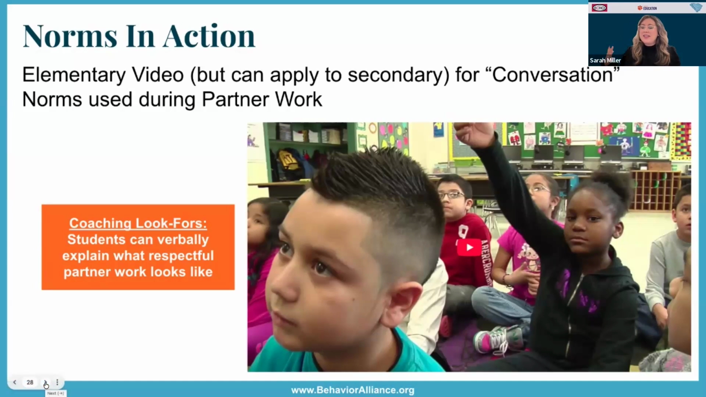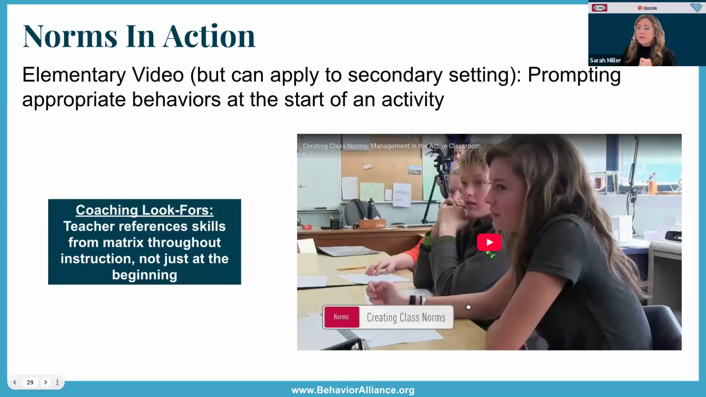Okay, so as we can tell, the students can verbally explain what respectful partner work looks like. And I also want to point out that all of those skills that they mentioned were positively stated. So they are getting that shared language from somewhere, and it's from their classroom matrix. So that's one example. We've got one more of the norms in action.